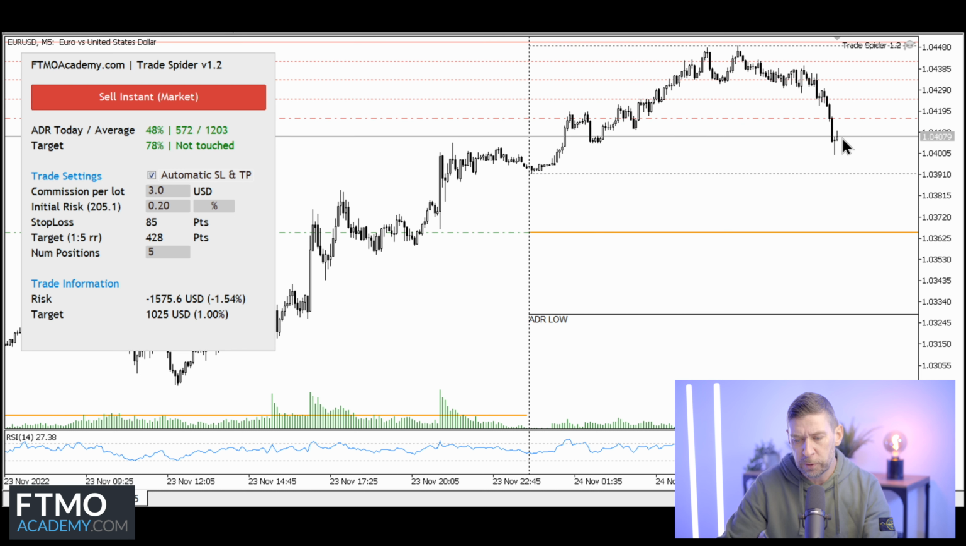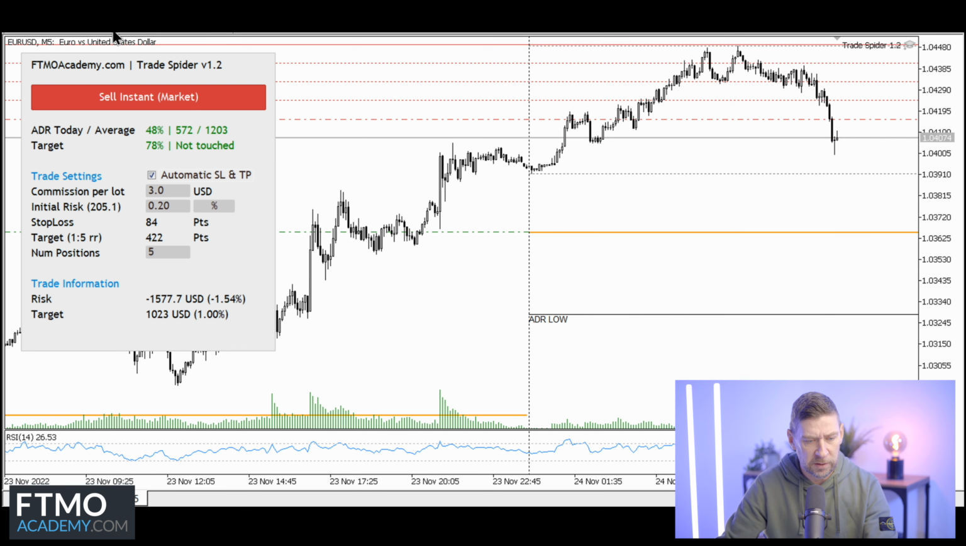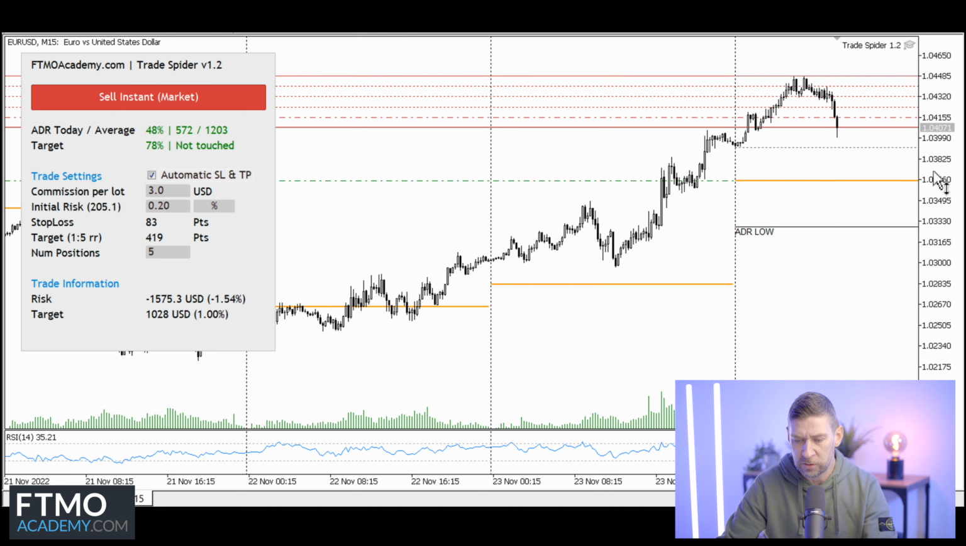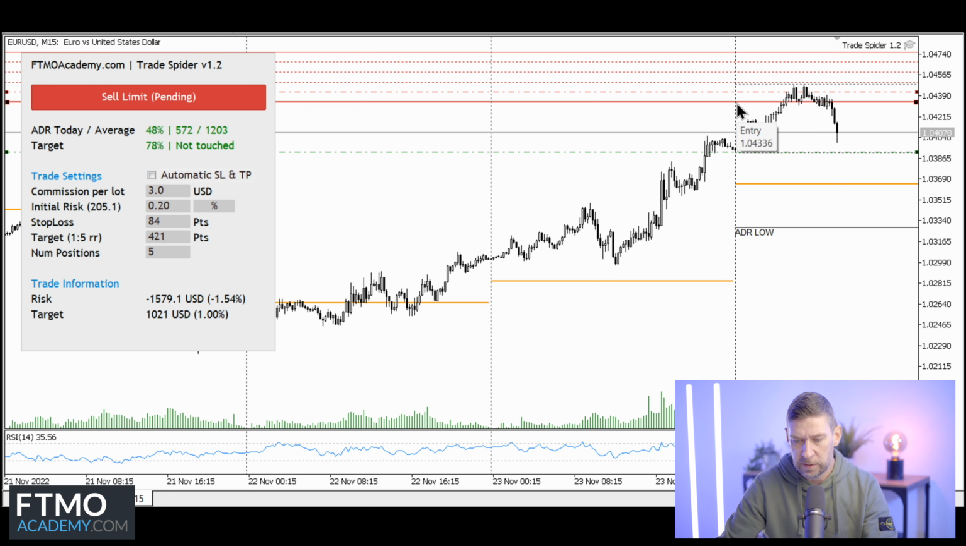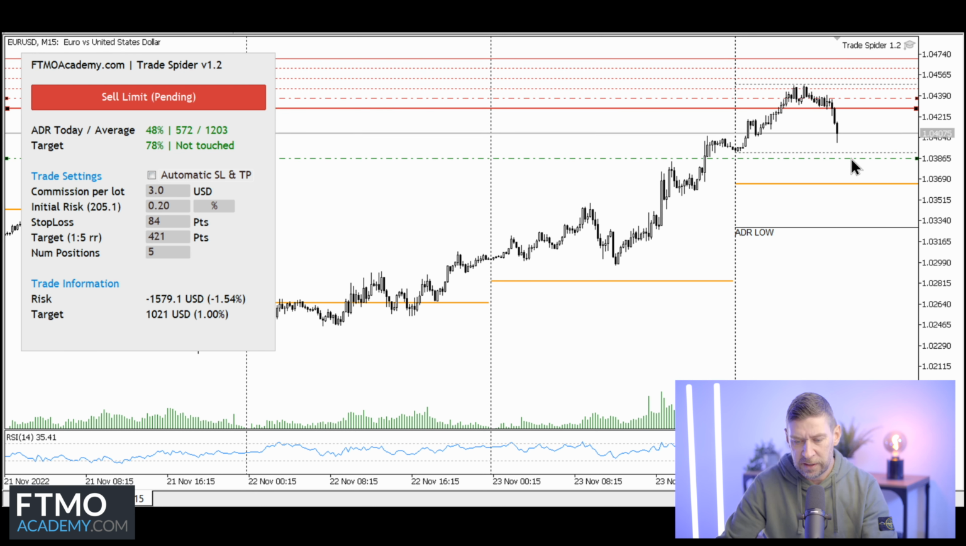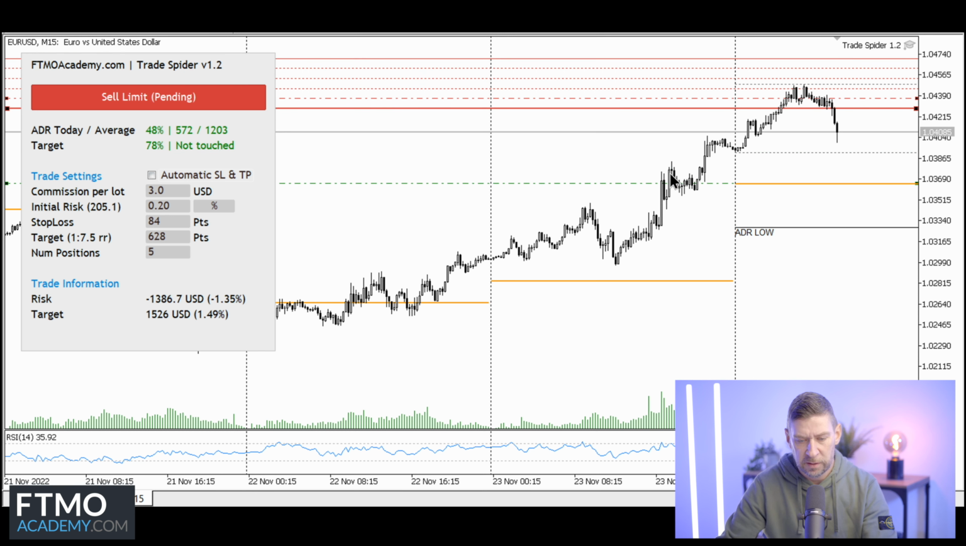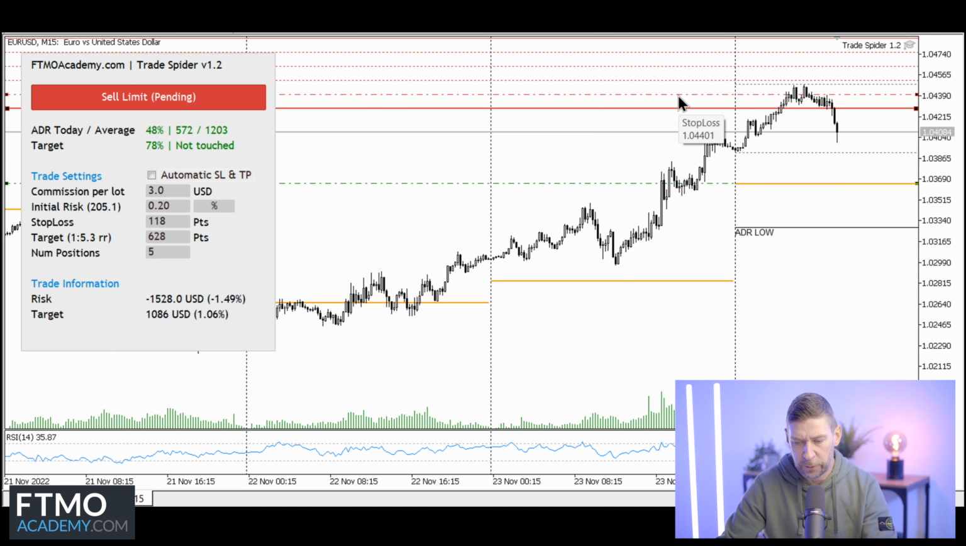So I want to see a little pullback, and the reason I want to see a pullback is because if I enter now and we have a pullback up here, I might lose the trade. But if I unclick automatic stop loss and I double click the entry line and I get an entry like this, then my target will be increased, and so are my stop losses, something like this.